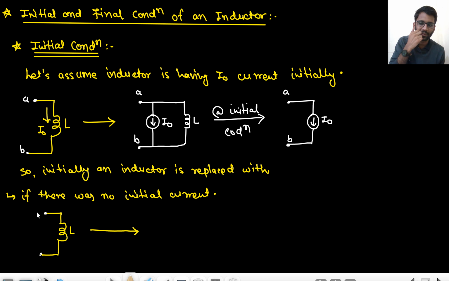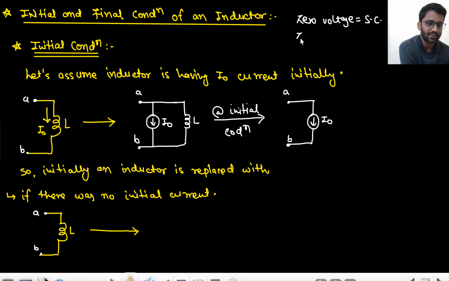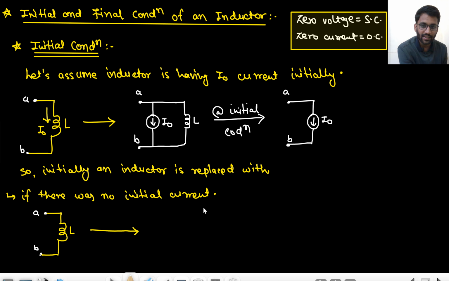And if there was no initial current, what would have happened? You tell me. I hope you will be able to guess it right. Initially, how will we replace the inductor if there was no initial current? Zero current means open circuit, not short circuit. Zero voltage means short circuit. I also told this concept while teaching about inductor and capacitor. Zero current means open circuit. So if there is no initial current, then it will be simply replaced with open circuit. So at t equals to 0, you will be replacing the inductor with open circuit, and at t equals to infinity, what you will be doing, that we will see.